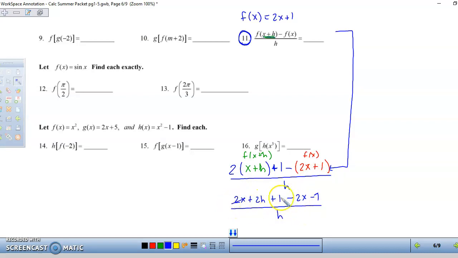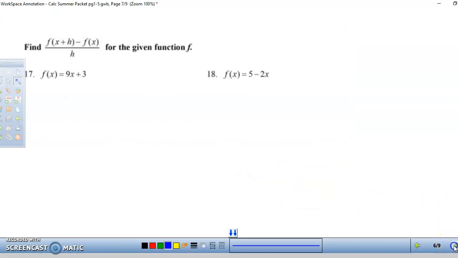So canceling, the 2x's go away, the 1's go away. So I end up with 2h over h. That h cancels, which is the goal. And then you get 2 as your final answer. Okay, you'll do 2 more of those right there.